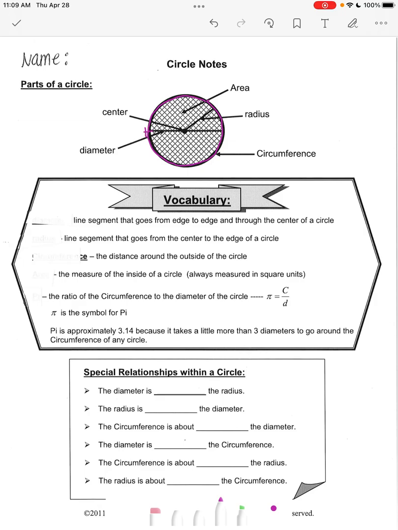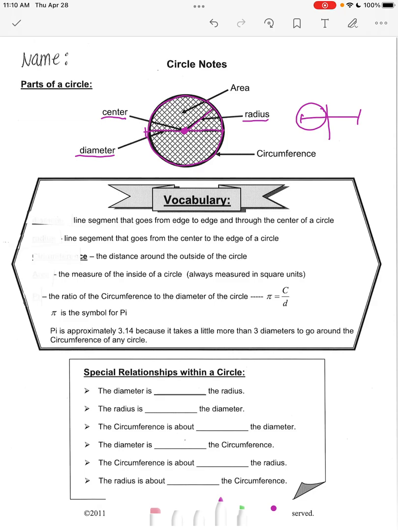The length from one side of the circle across to the other side, that is called your diameter. So that's all the way across the circle. Your radius is half of the diameter. So if you were to take your diameter and split that into two sections, one of those sections would be called your radius. Okay, the point right in the middle of the circle, that is called your center. Should be easy enough to remember.